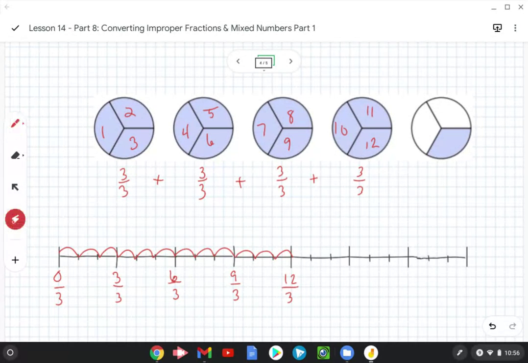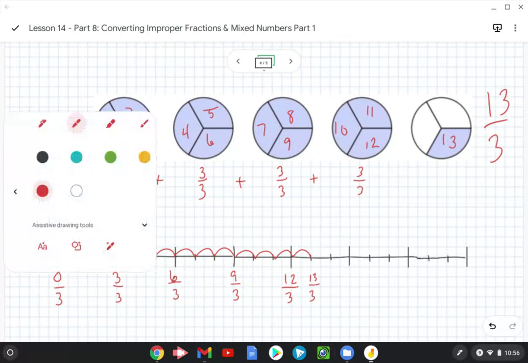And that would be the same as 1, 2, 3, 4 whole circles. Wow. Okay. And then finally, we have our last third. Here it is, the 13th third. And here it is, 13 thirds. So 13 thirds is one way to name this amount.